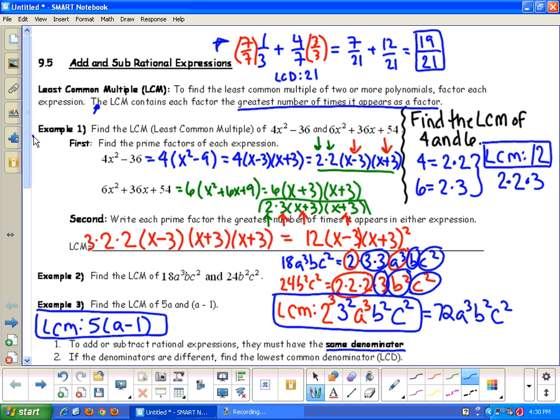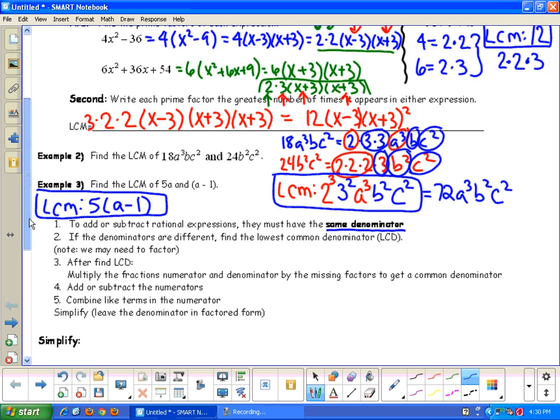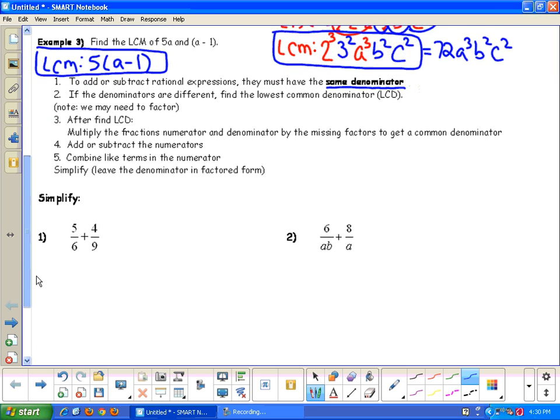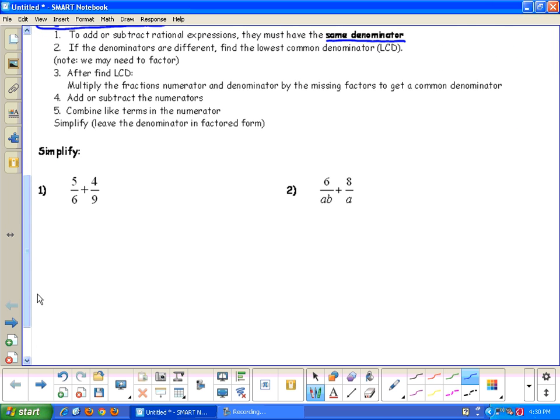So our least common denominator is 21, and then I multiplied the fractions by the missing numbers to get the least common denominator. So the 1/3 I needed to multiply by 7 over 7, 4 over 7 I multiplied by 3 over 3. And then we want to add or subtract the numerators, combine like terms in the numerator, and simplify. And we're going to leave the denominator in factored form for now.